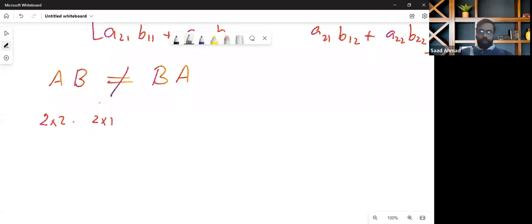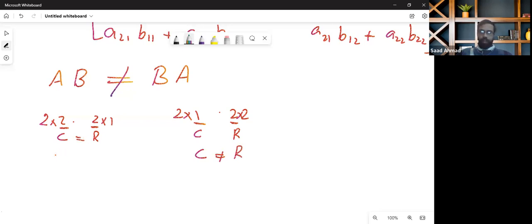So you see the number of columns of the first one is the same as the number of rows of the second one. But now let's write it the other way around: 2 cross 1 for the B, times the matrix A, 2 cross 2. You see the number of columns is 1 and the number of rows is 2, so they are not the same.